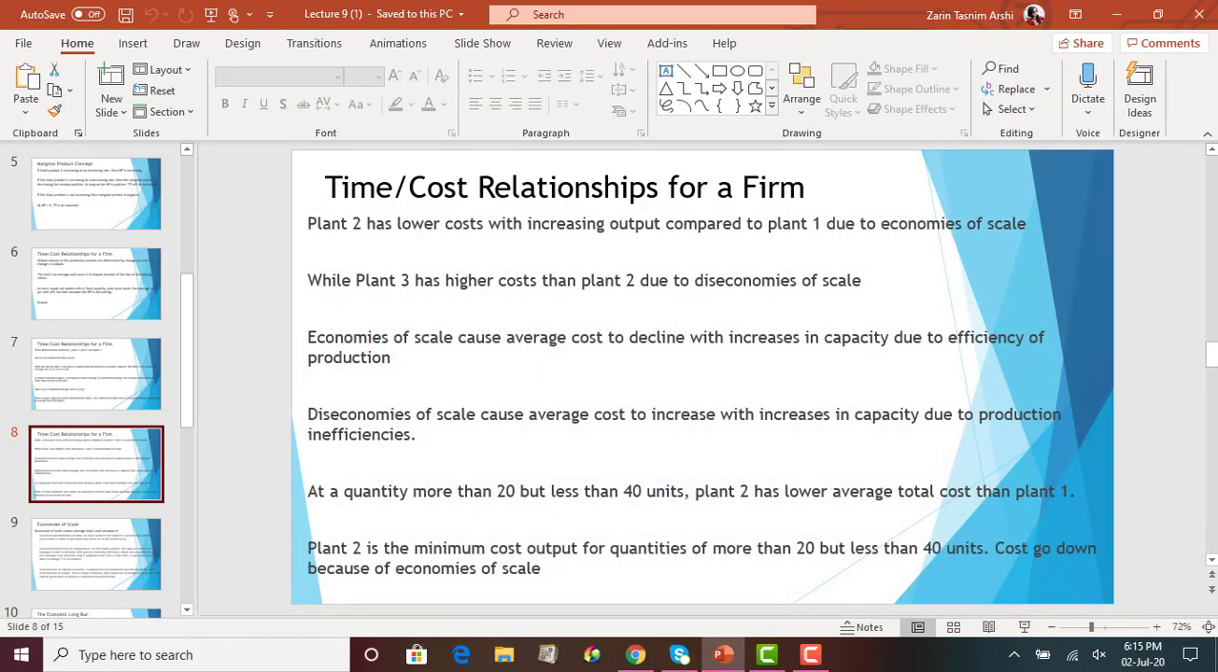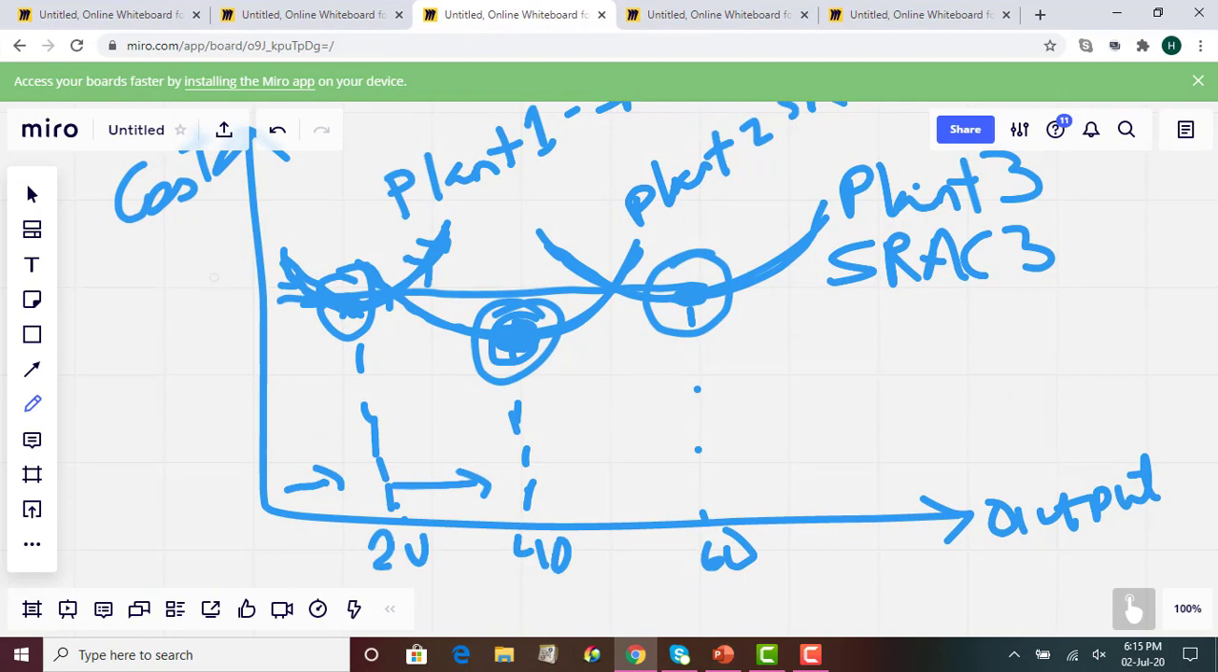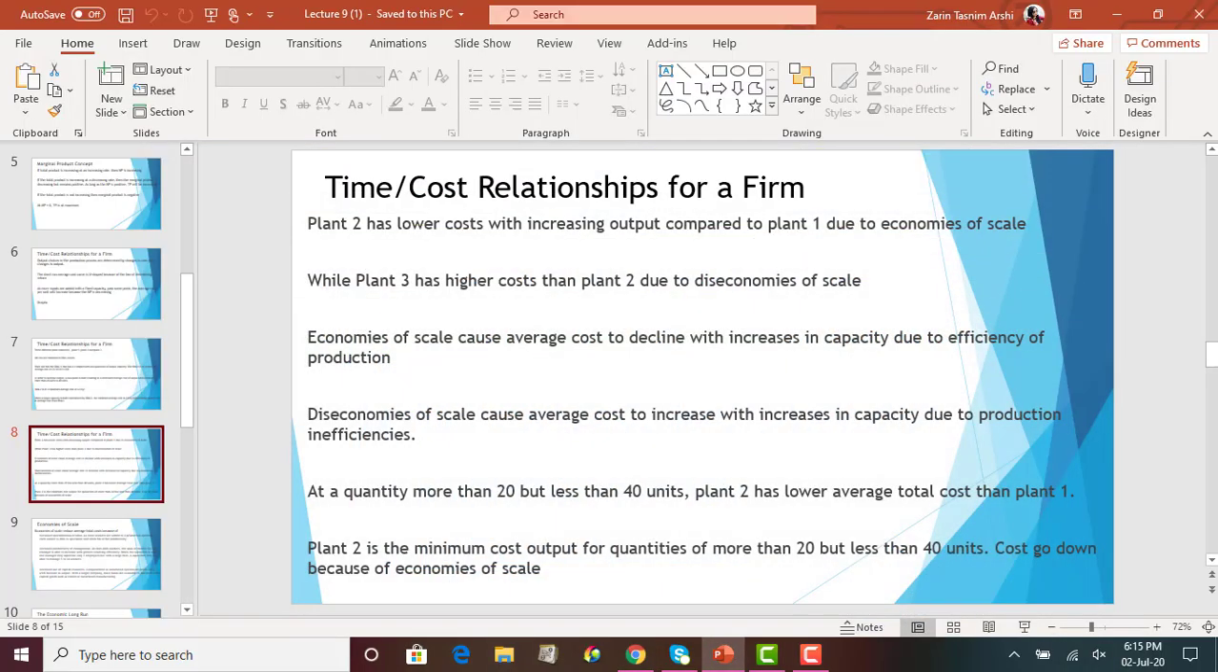Whereas plant 3 has higher cost, right? This cost is greater than this because of these diseconomies of scale. And now I'm going to explain to you what economies of scale is and what diseconomies of scale is. This is very important in microeconomics, okay? So what does economies of scale mean?